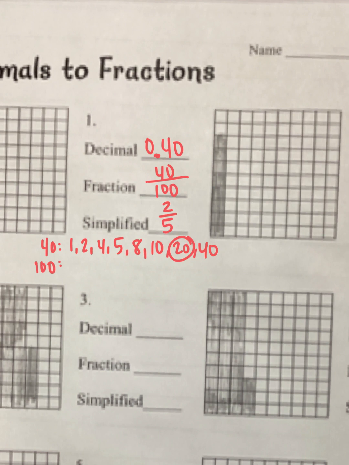Okay, so if you don't know 2/5 yet, then list them out. Make a T-chart. Whatever you need to do, that's what you need to do to make sure that you simplify it all the way down. All right, the next one. Number 2. What's my decimal?